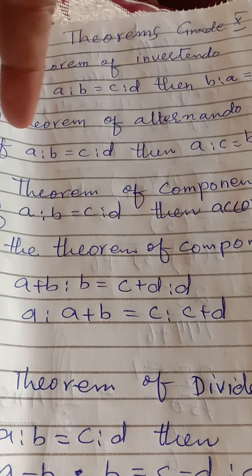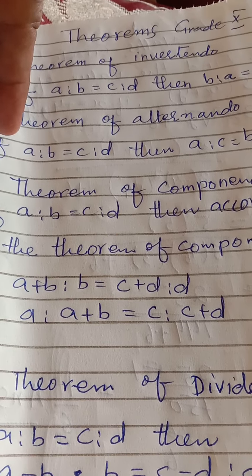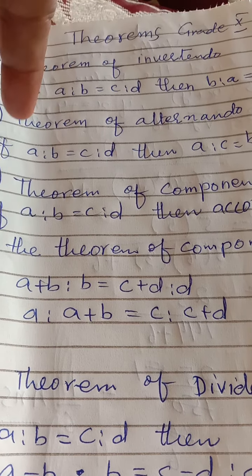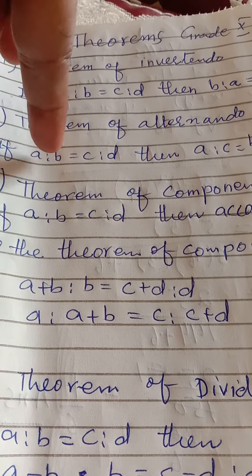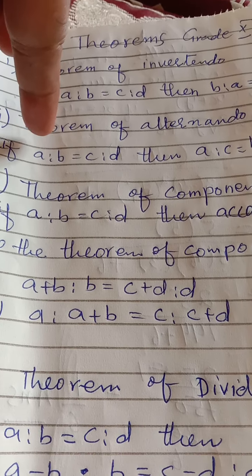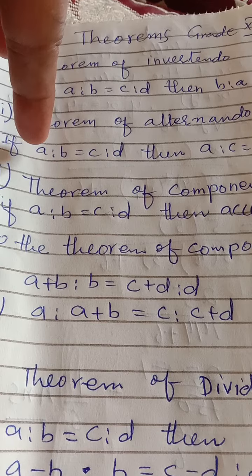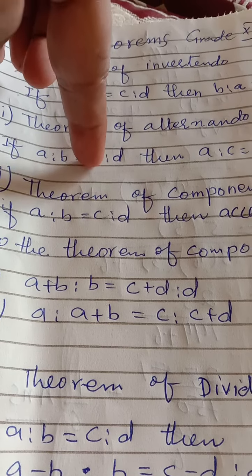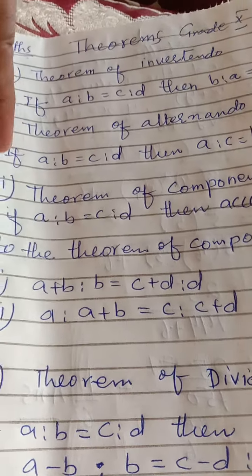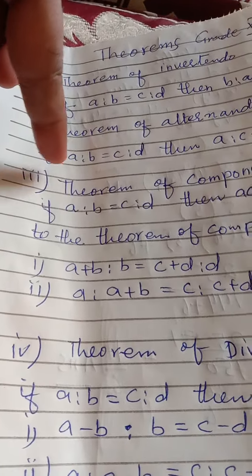We can prove it by taking four numbers. With the name of this theorem, we can understand it easily. A is to B equals C is to D, if it is given. Then it can be proved that A is to C, which is alternate, A is to C will be equal to B is to D. Okay, you can learn this theorem also, and it will be easy for you.